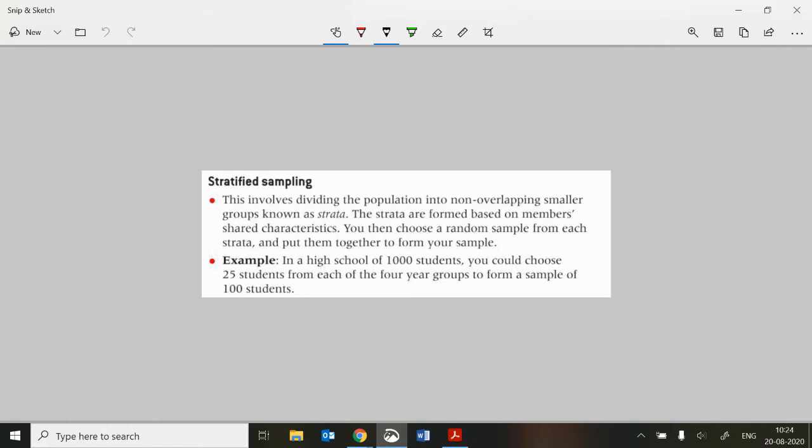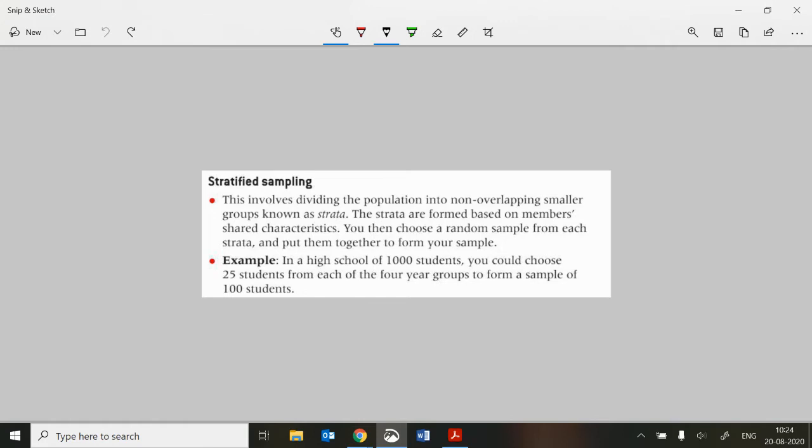Okay, so there's lots of ways in which we can create strata, and whatever groups we choose, we don't want them to be overlapping. Okay, and then when the strata are formed based on the members' characteristics, then you choose a random sample from each strata and then put them together to form your sample.